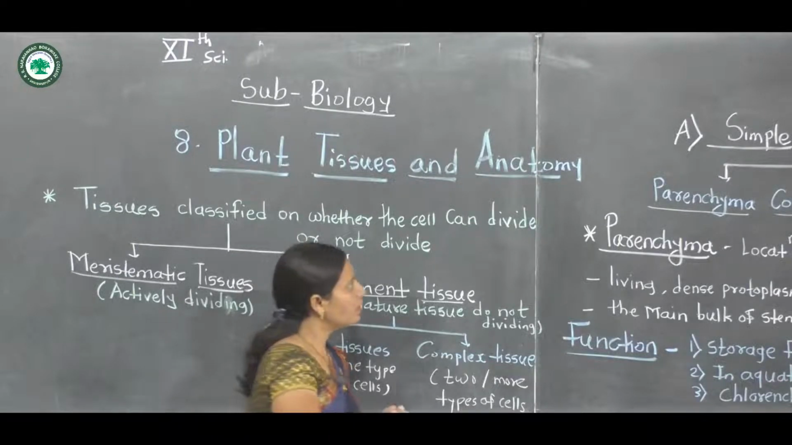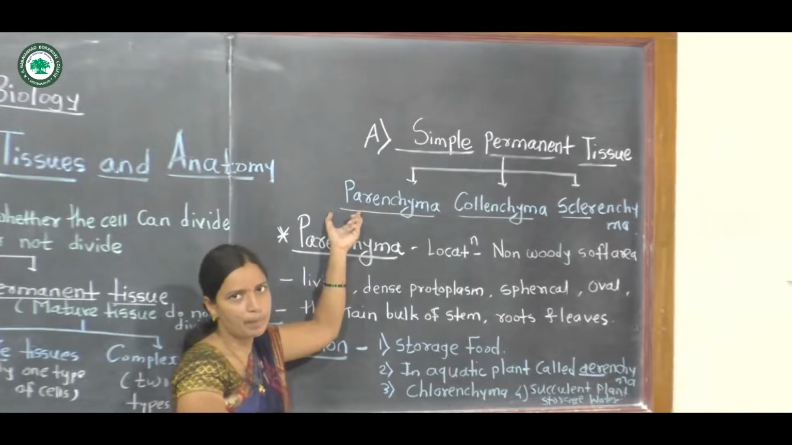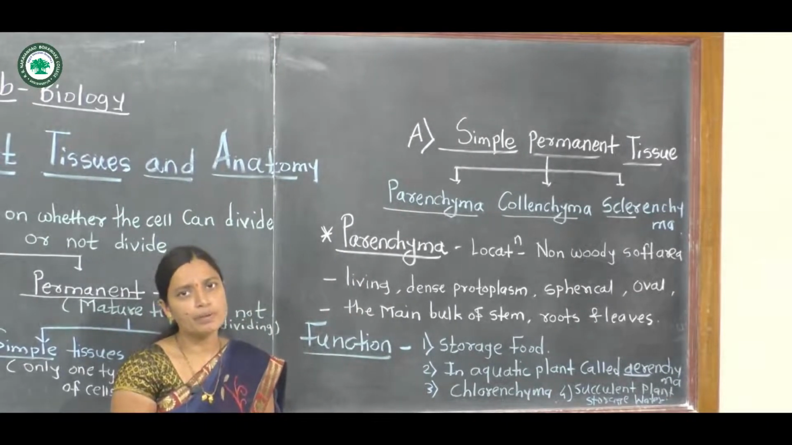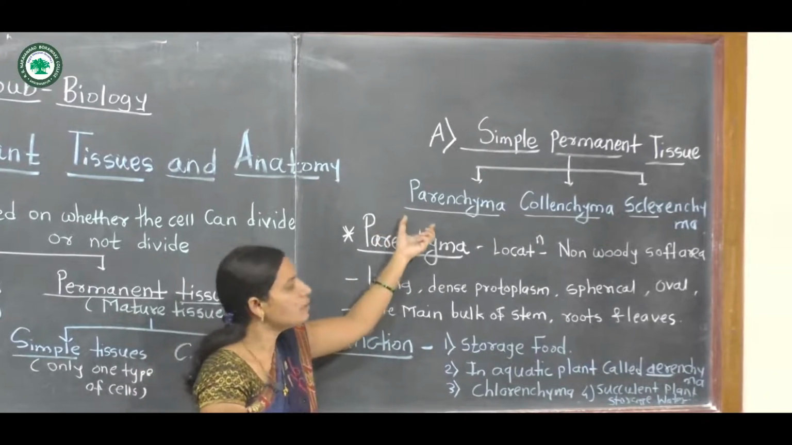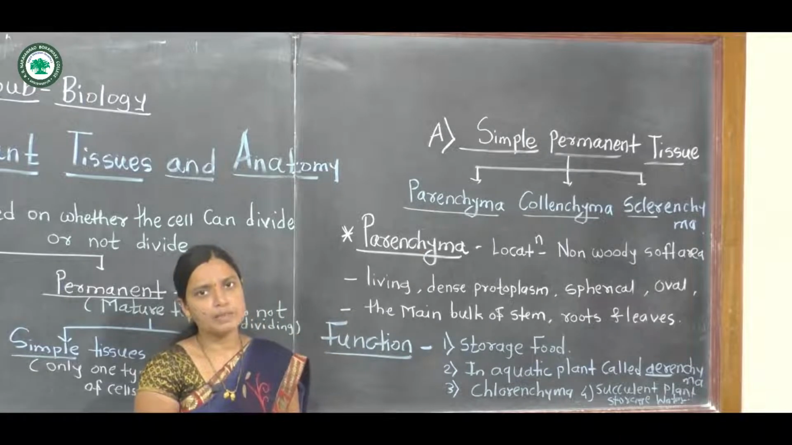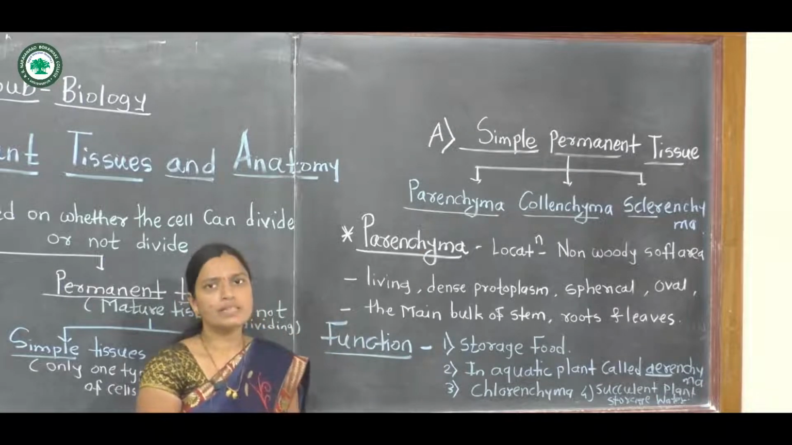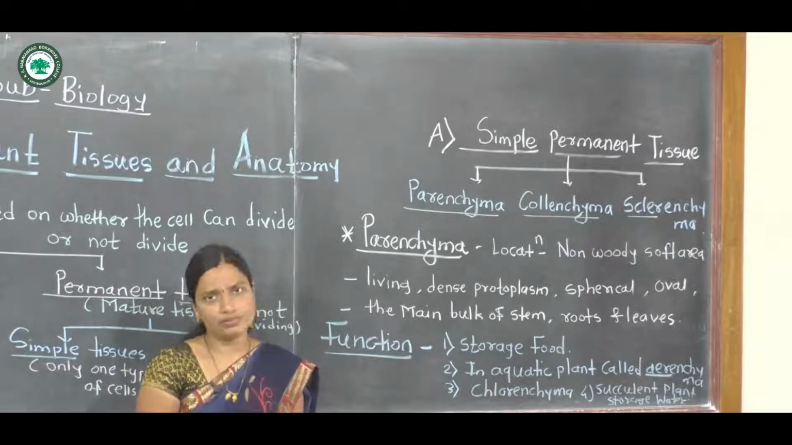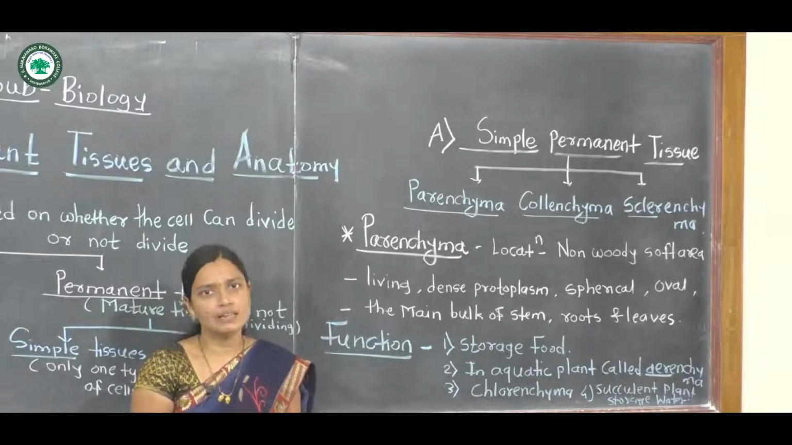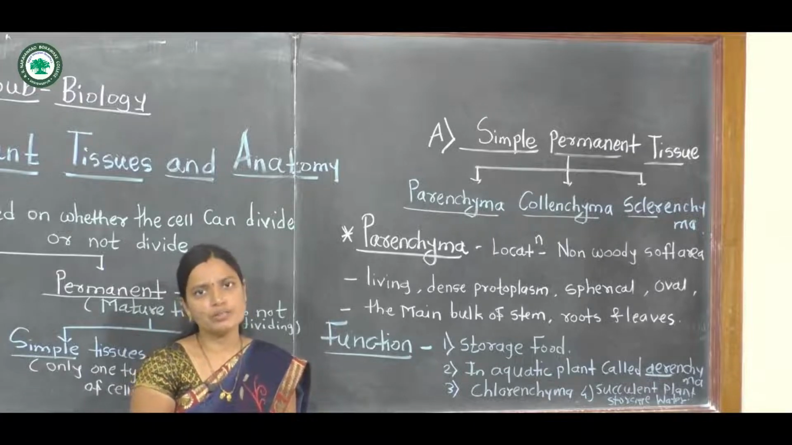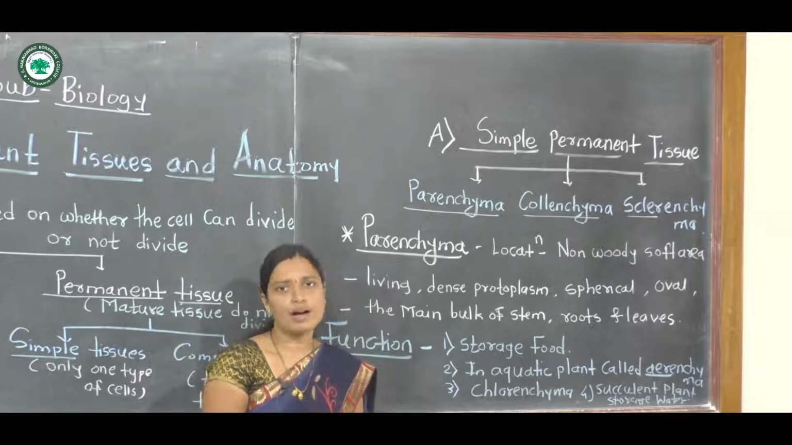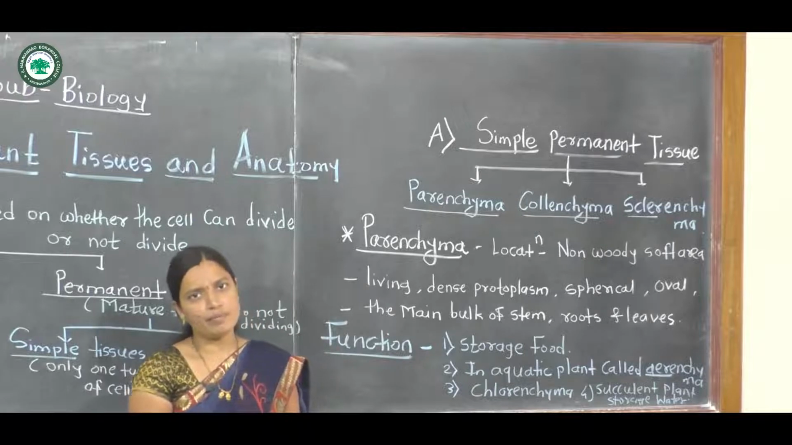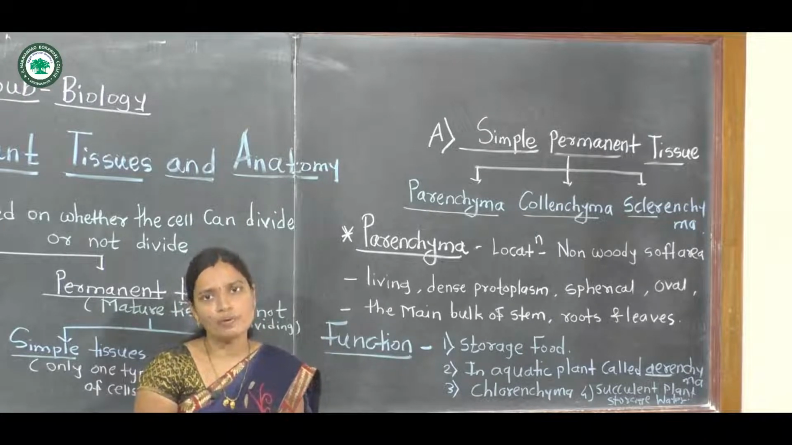First, we will discuss the parenchyma. The first type of simple permanent tissue is parenchyma. This parenchyma tissue is a living tissue. It is present in the non-woody or soft regions of the root, stem and leaves. The hard parts of the plant body do not have these tissues; only the soft parts do.